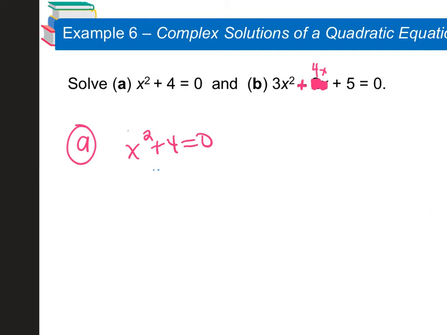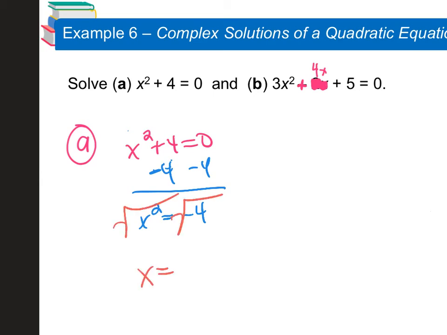Subtract 4. If I subtract 4 from both sides, I get x squared equals negative 4. Now what do I do? Take the square root of both sides. So x equals, when I physically put the square root on top of a number, plus or minus goes in front of my answer. And this will be 2i.